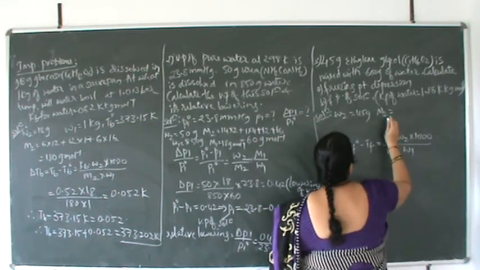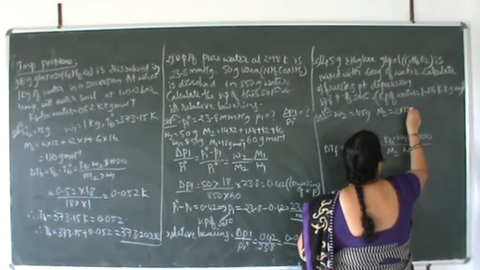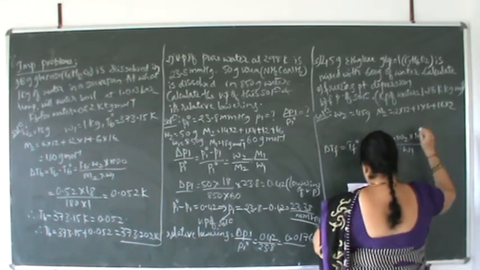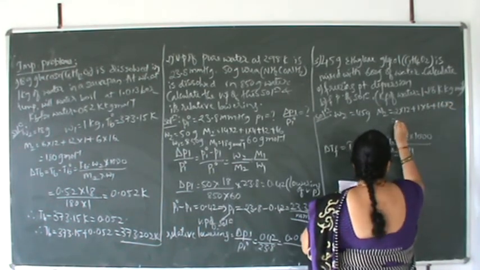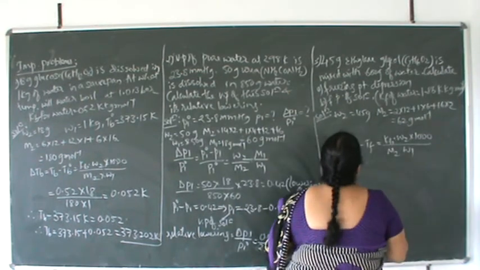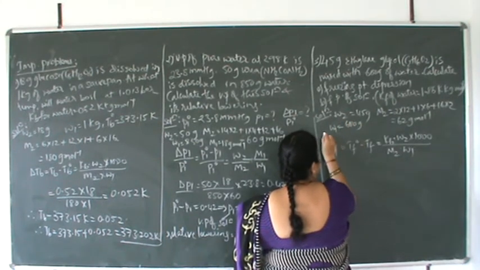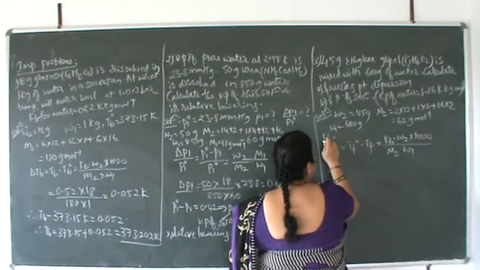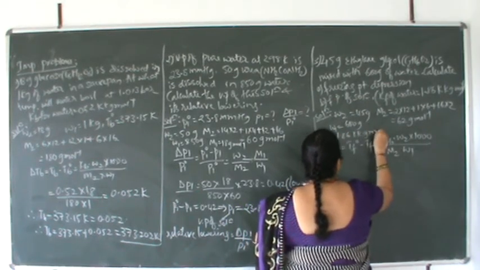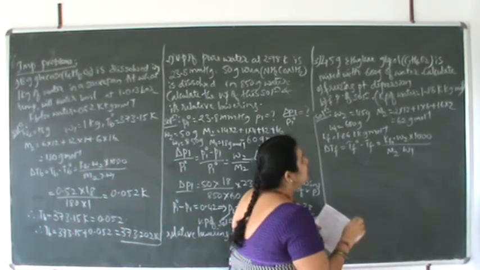M2 is equal to C2H6O2, which means 2 into 12 plus 1 into 6 plus 16 into 2. Totally it will be 62 grams per mole. Now W1 is equal to 600 grams and here it is given Kf is equal to 1.86 Kelvin kg per mole. Now just substitute the values in the problem.